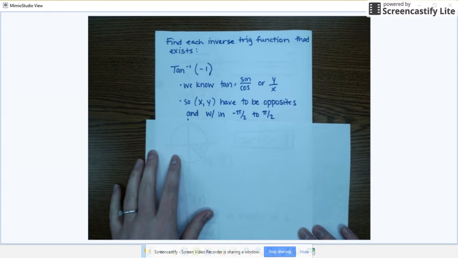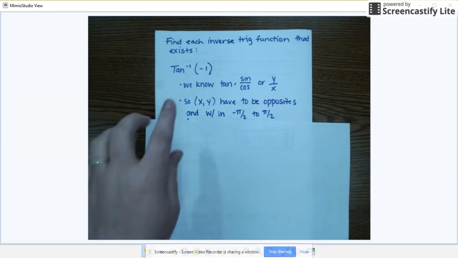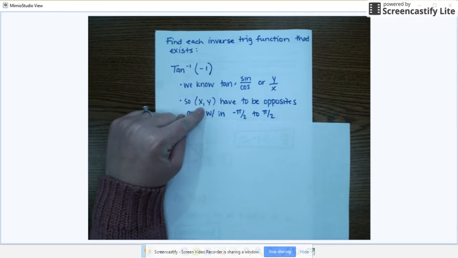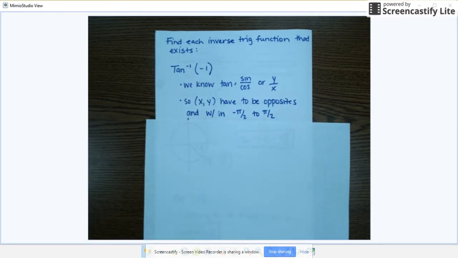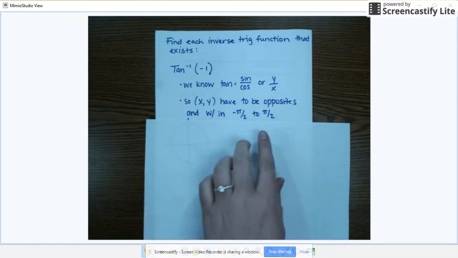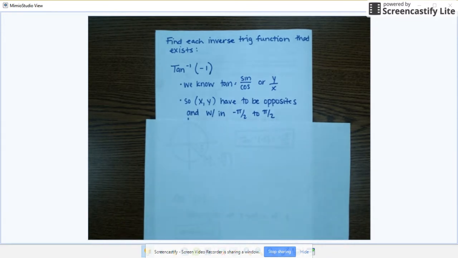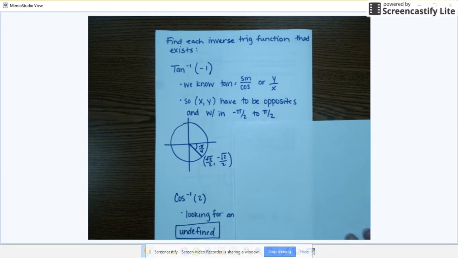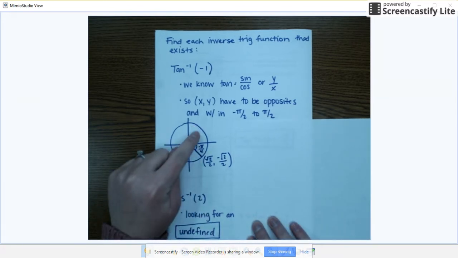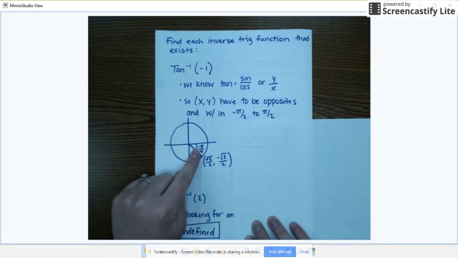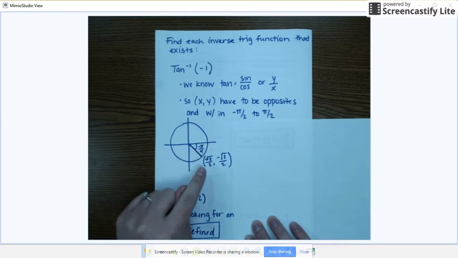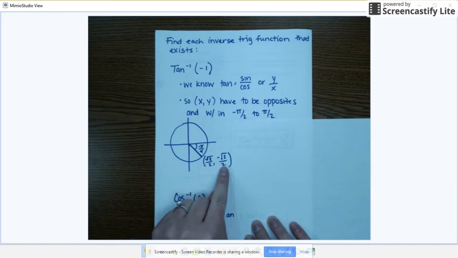With that being said, in order to take y over x and come out with a -1, we know that our coordinate point has to be opposites. So we're looking on our unit circle where our coordinate point is opposite. We also know we have to stay between negative pi halves and positive pi halves according to that rule we just used. So looking at a unit circle, we know we're restricted to these two quadrants. We're looking for an xy coordinate point that has very similar values. Well, in quadrant 4, we have root 2 over 2 comma negative root 2 over 2.